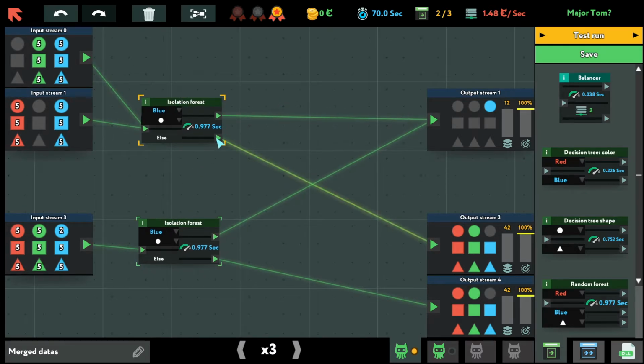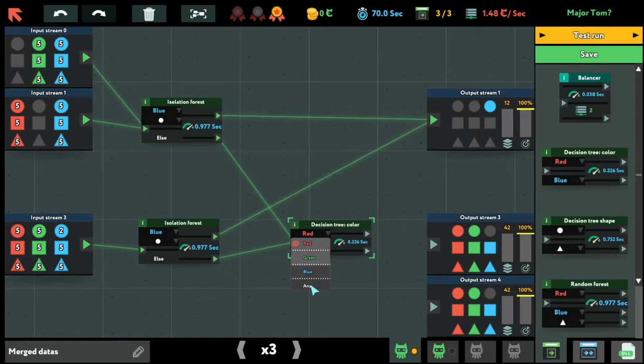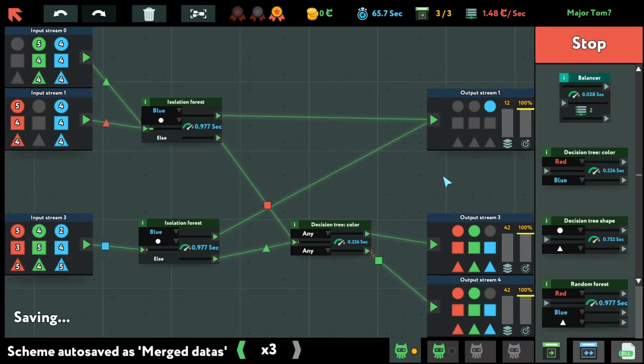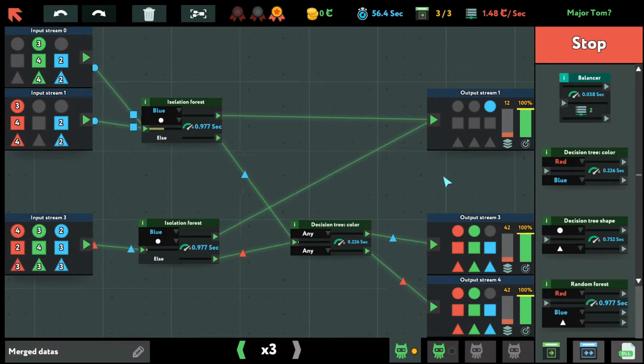And then out of this output, we're only allowed one more node. So we're going to choose the fastest node available, which is our decision tree color. And then we're going to merge both of these outputs over here. And then we'll use the any trick to basically divide the items evenly among the two outputs. Yep, looks like they're filling up pretty good, and we still have plenty of time left.